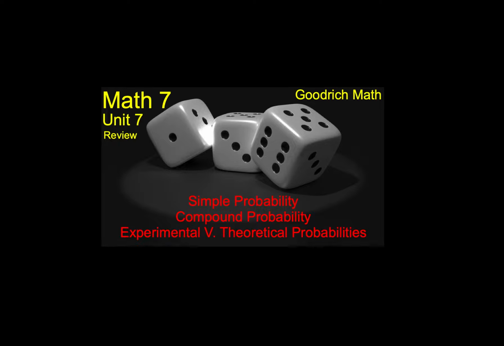Math 7 Unit 7 review. We will be taking the test this week. We'll be reviewing simple probability. You'll get a test score for that. Compound probability. You'll get a test score for that. And experimental probability and how it relates to theoretical probability.